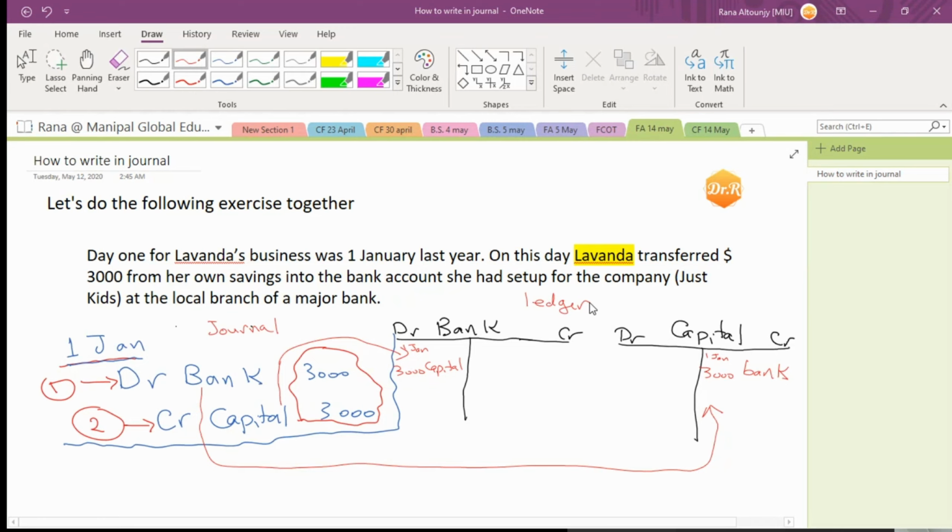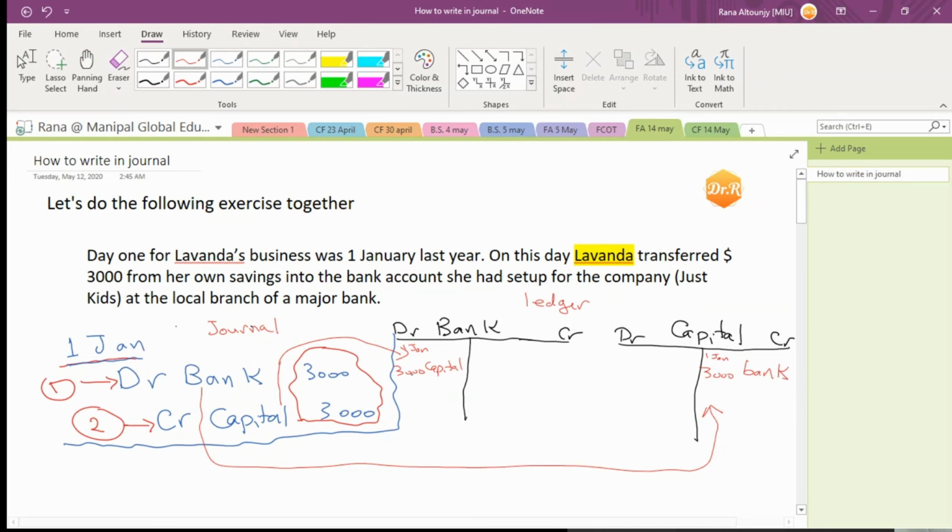In the journal, we put the debit, we put the credit, and it's better to start with the debit rather than the credit. Don't forget to put the date and the amount. Then in the ledger, we need to open a T account for each account we are using. We open a T account for bank and for the capital. How do we transfer? First, we see the bank is in the debit.